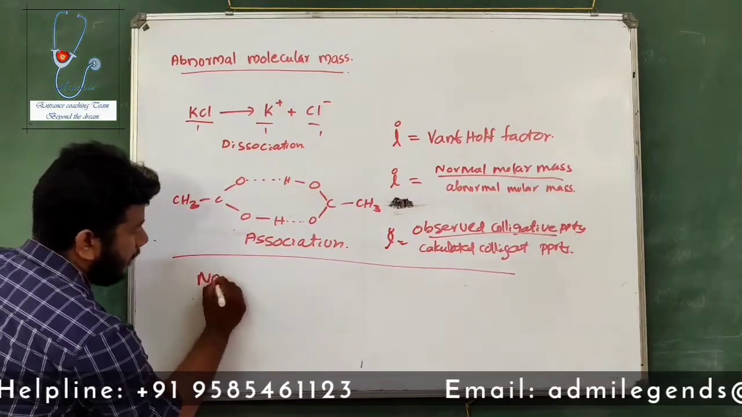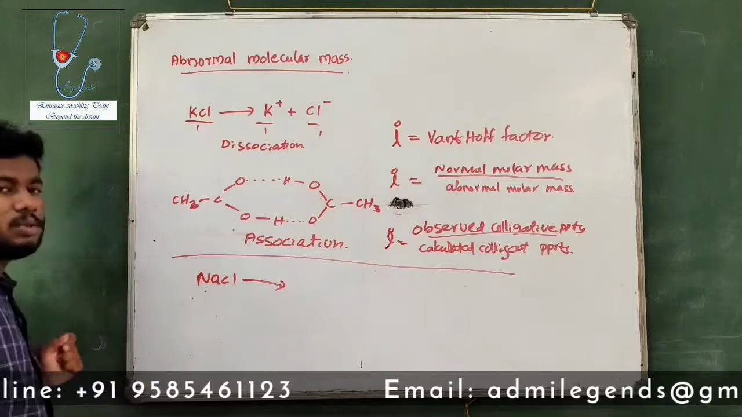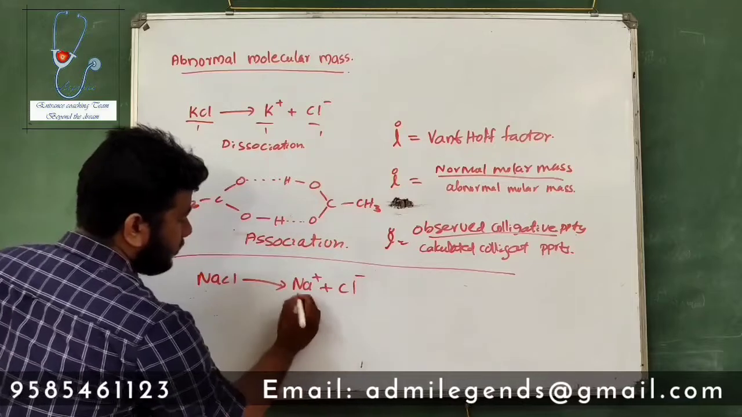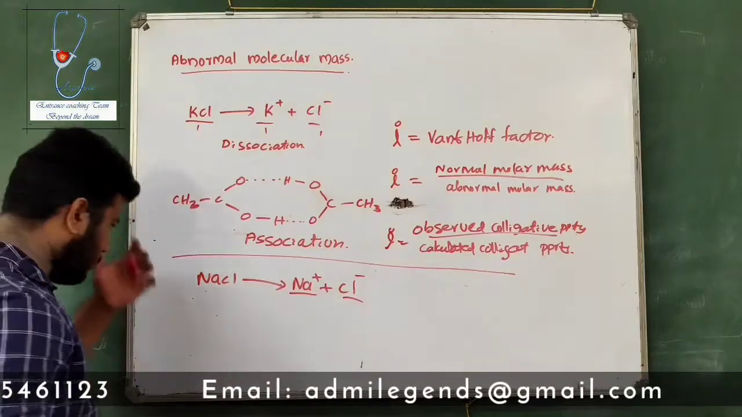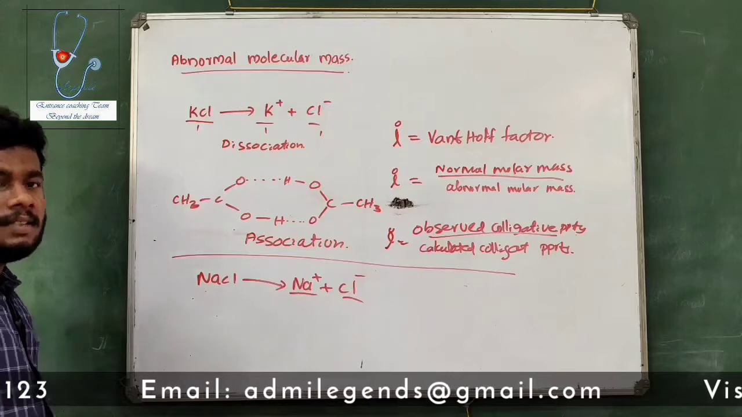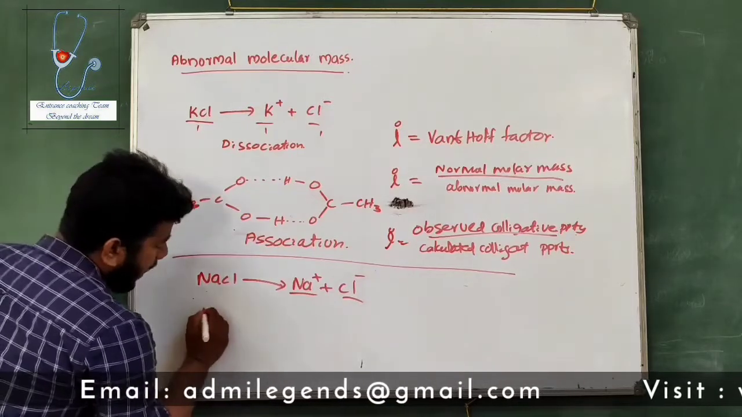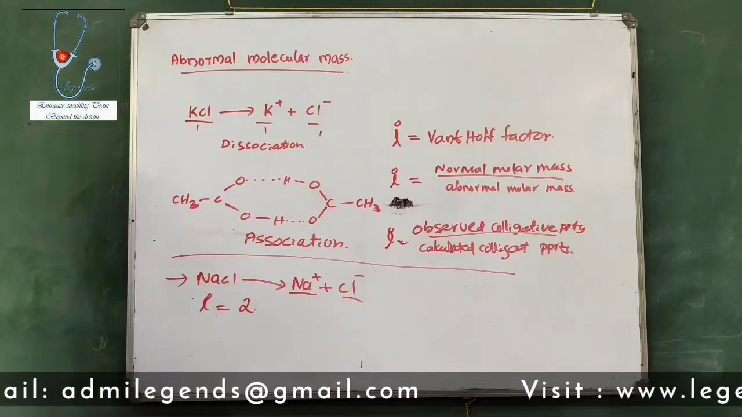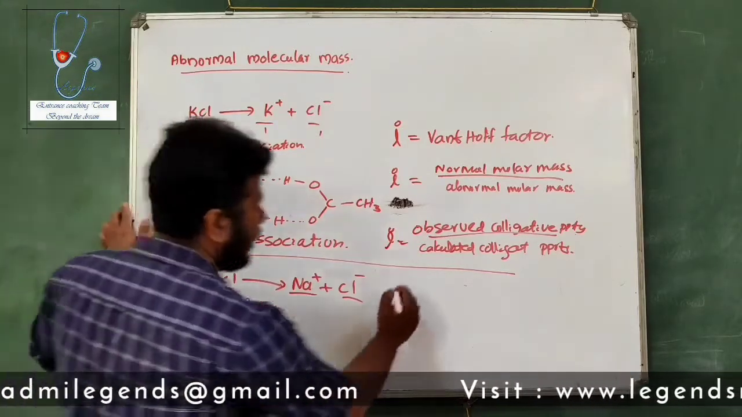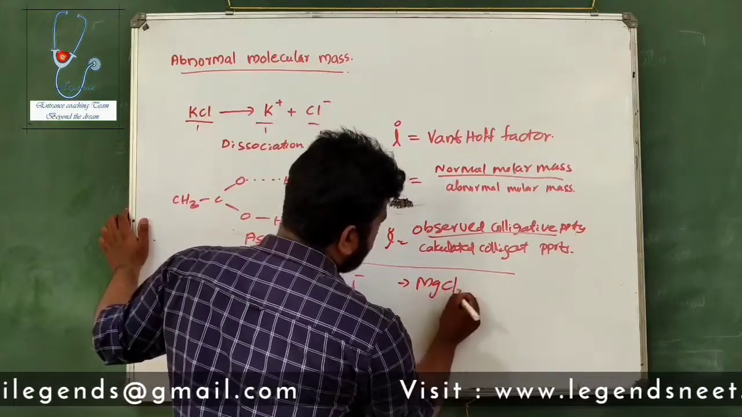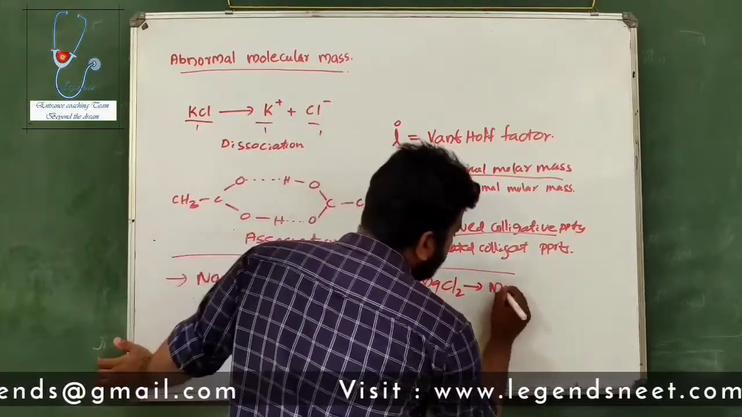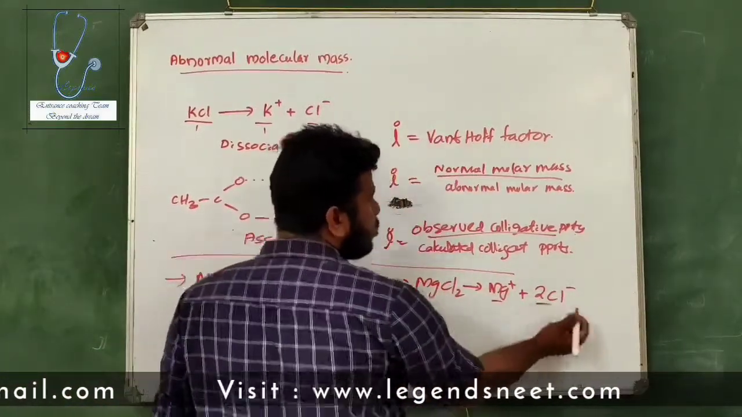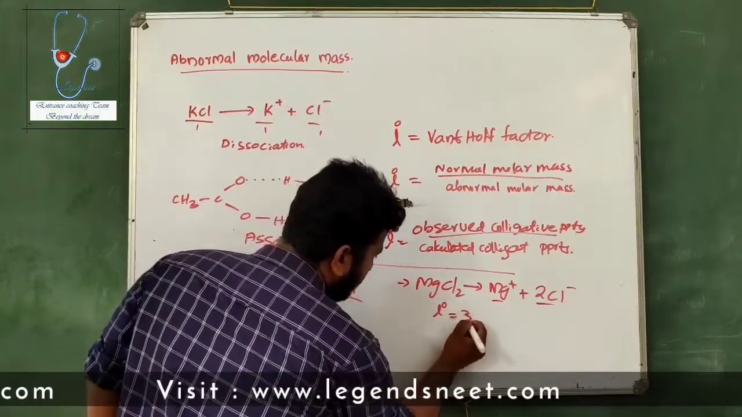For example, NaCl dissociates into Na plus and Cl minus. There are two ions, one is Na plus and the other is Cl minus. Hence, Van't Hoff factor i is equal to 2 in the case of NaCl. In the case of MgCl2, which dissociates into Mg 2 plus and 2Cl minus, its Van't Hoff factor is 3.